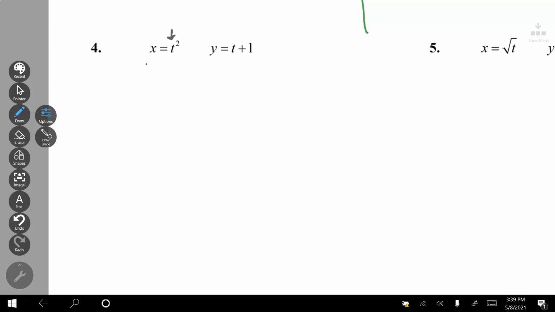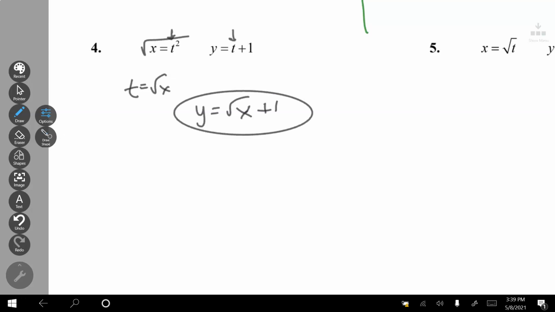I'm going to solve for this t by taking the square root of the whole thing. So I get t equals the square root of x. I can put it in here, and I get y is equal to the square root of x plus 1. And there's really nothing I could do to clean it up. And basically it is a square root type of graph, if you know what that looks like.